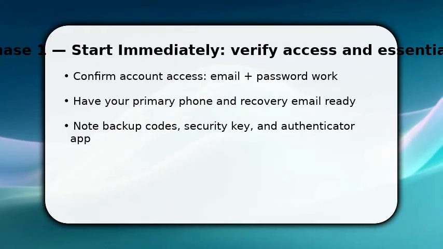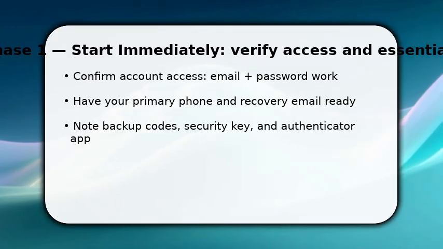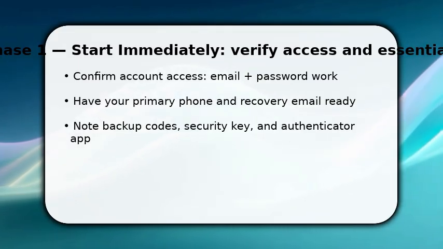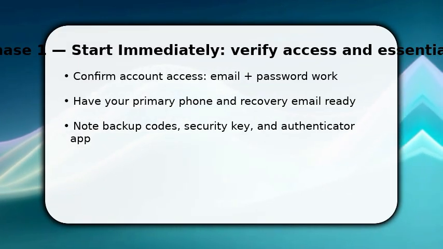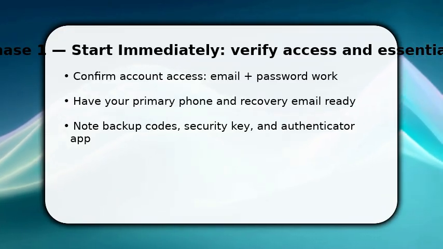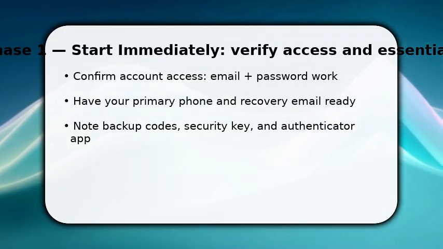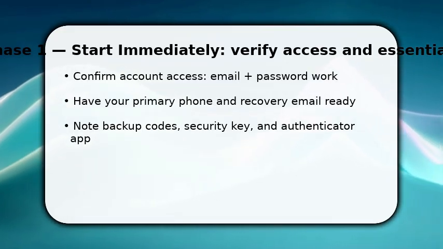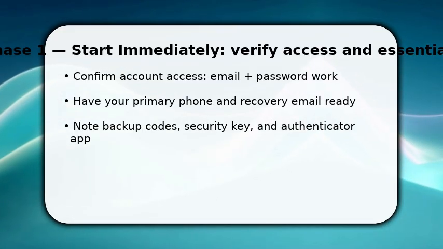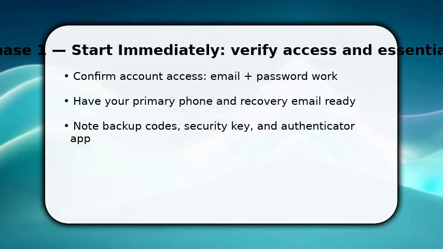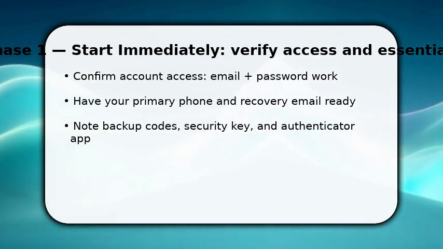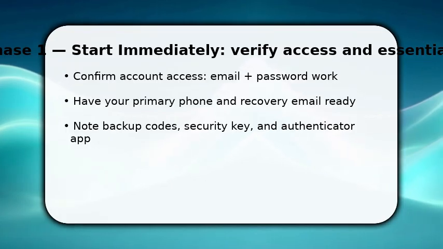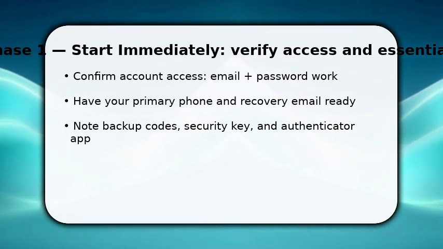You start by confirming you can sign into Gmail with your password. Do that now. Once signed in, make sure your primary phone number and recovery email are current because Google sends codes there. Next, locate any saved backup codes or a hardware security key. If you used an authenticator app, open it and check stored tokens. These steps let you proceed safely. Do not skip them, because they prevent lockout while you change two-step settings.